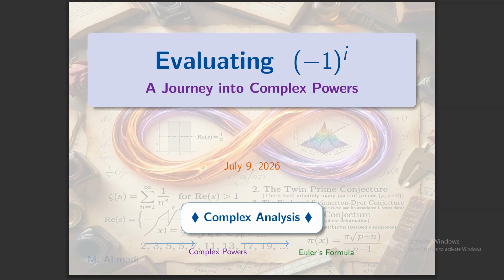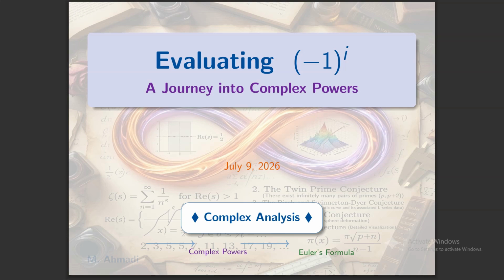Today, we are going to explore a fascinating question in complex analysis. What is minus 1 to the i? This may seem like a strange expression. How can we raise negative numbers to an imaginary power? And what kind of results do we get? As we'll discover, the answer is both surprising and beautiful.